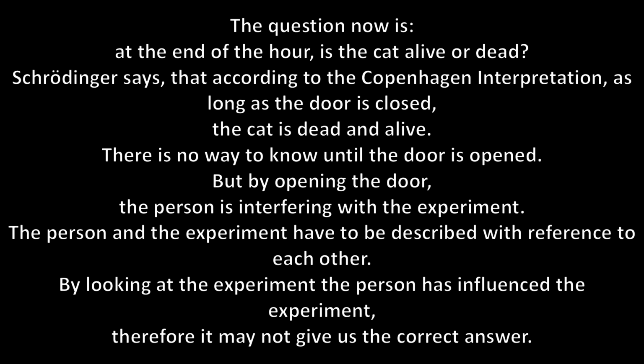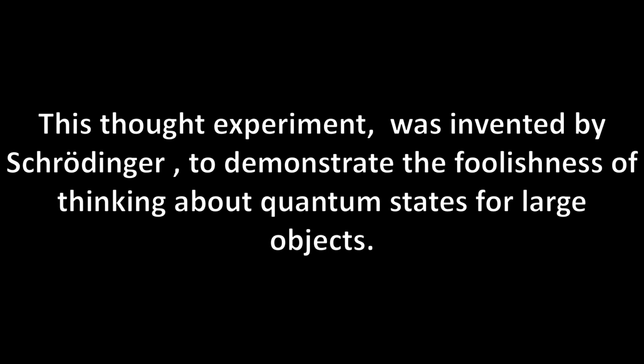Schrödinger says that according to the Copenhagen interpretation, as long as the door is closed, the cat is dead and alive. There is no way to know until the door is opened. But by opening the door, the person is interfering with the experiment. The person and the experiment have to be described with reference to each other. By looking at the experiment, the person has influenced the experiment, therefore it may not give us the correct answer. This thought experiment was invented by Schrödinger to demonstrate the foolishness of thinking about quantum states for large objects.